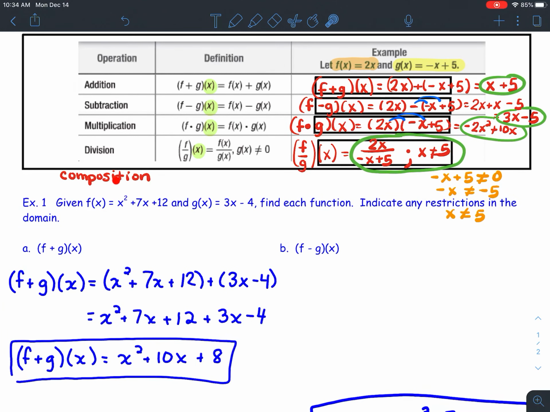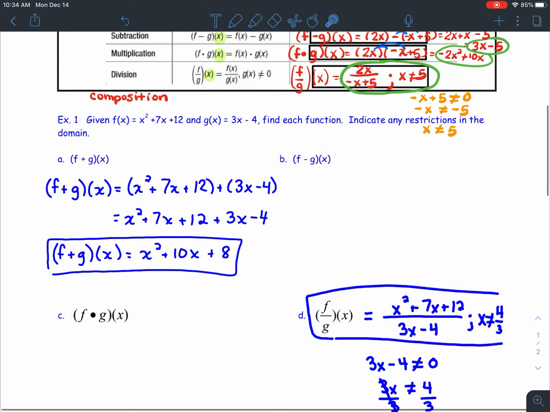We're going to add composition to the list here. You can see at the bottom, I have 4 different examples, and in each of these examples there's an addition example, subtraction, multiplication, division.